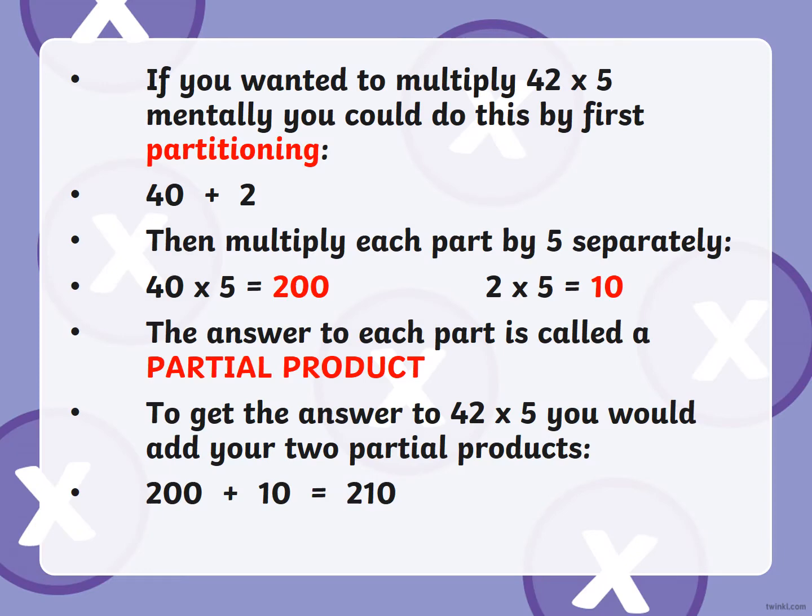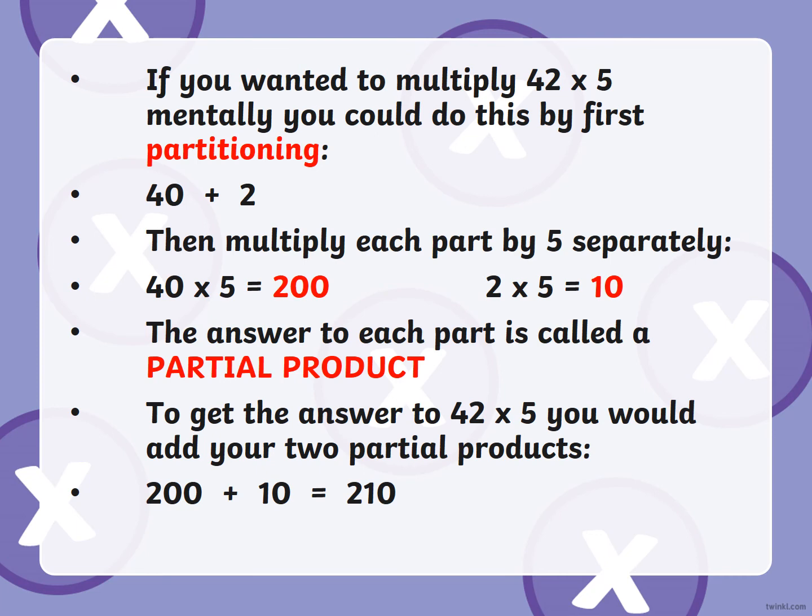If you wanted to multiply 42 times 5 mentally, you could do this first by partitioning it. So we split it into 40 and 2, and then you multiply each part by 5 separately. So 40 times 5 would give us 200, because we know 5 fours are 20, and we have to multiply that by 10 to get an answer here, so we get 200. Then we've got 2 times 5 is 10. The answer to each part there, each bit in red, is called the partial product. So we've got 200 as a partial product and 10 as a partial product.